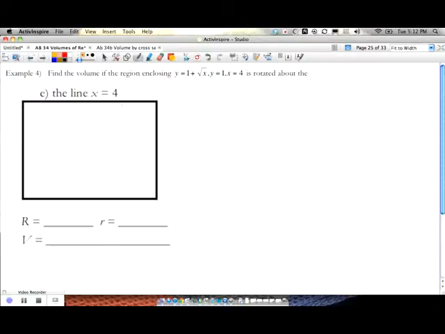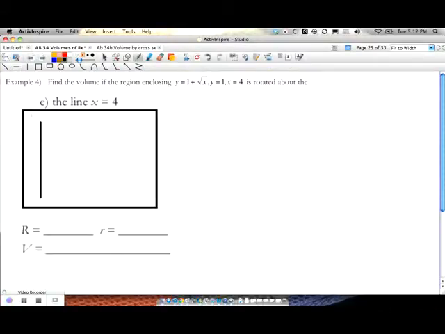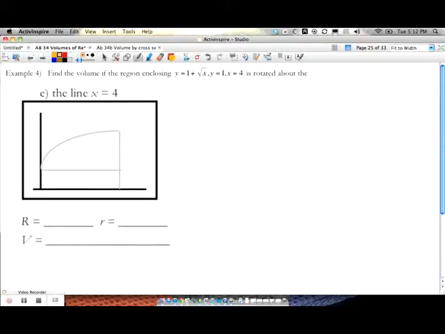Let's check out E. E is similar, but now we're going to spin on the other side of it. So let's set ourselves out with an x and y axis here. We'll go ahead and use gray for our curve. We have that line y equals 1 and x equals 4. And x equals 4 is actually the axis that we're going to be rotating around now. We're rotating around this line here. We still have this shaded region.